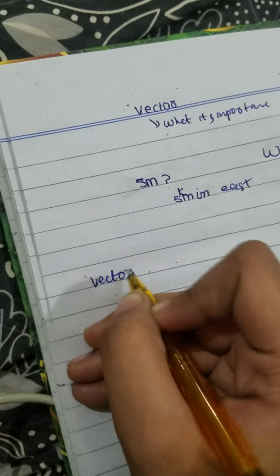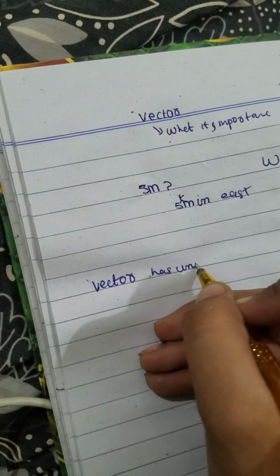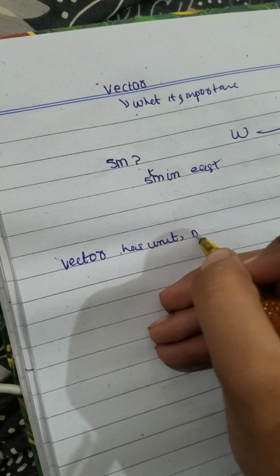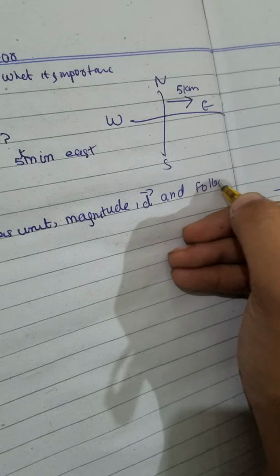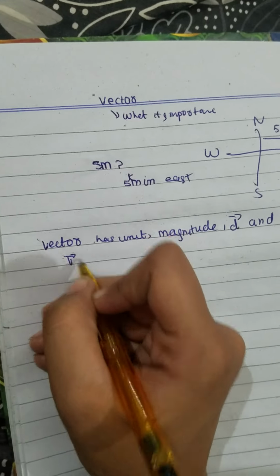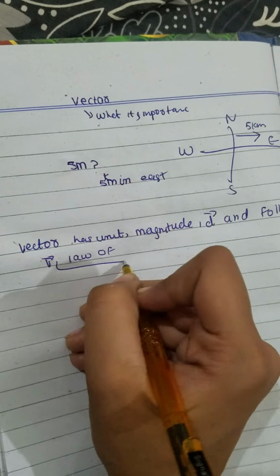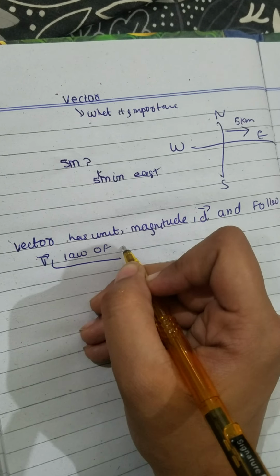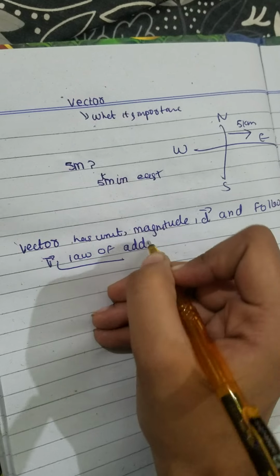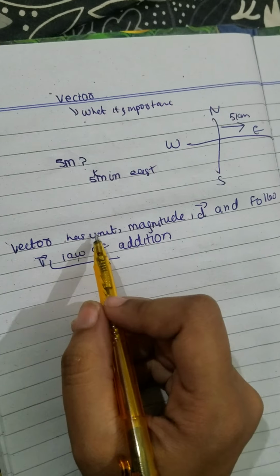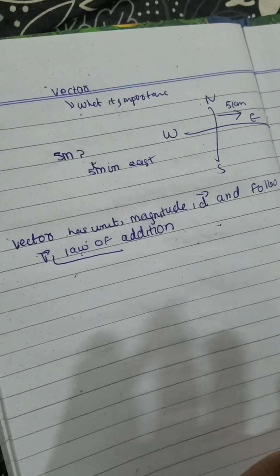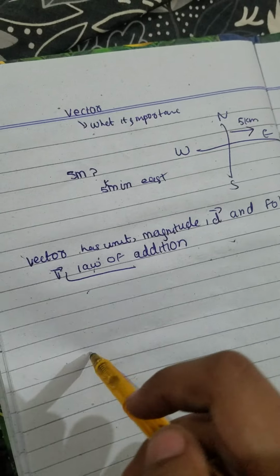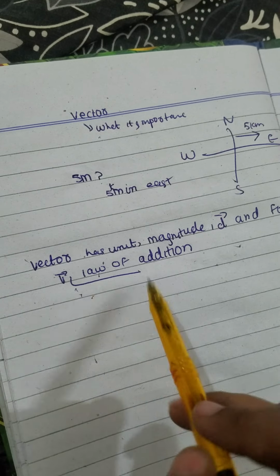Now what's the proper definition of vector? A vector has unit, magnitude, direction, and yes, it follows the vector law of addition. This is a key point. Without it, it's a tensor quantity, which means it has unit, magnitude and direction but still does not follow the law of vector addition. So for being a vector quantity, it should follow the law of vector addition.